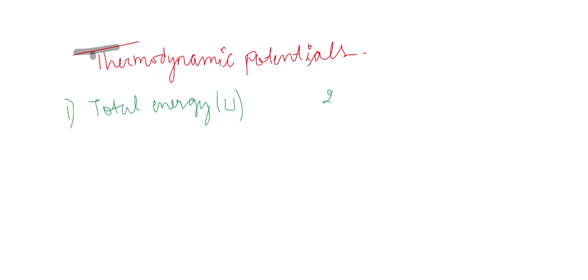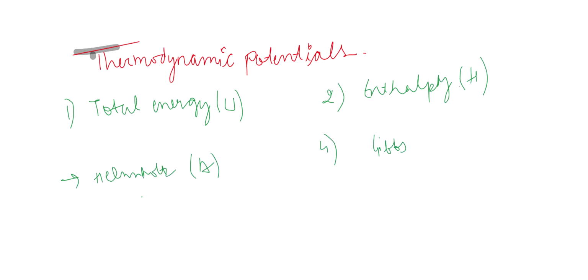So I will be naming them first. We have total energy, which is represented by U. Then we have enthalpy, which is represented by H. Then we have Helmholtz, which is represented by A. And last we have Gibbs free energy, which is represented by G. So I will be explaining all four of these.